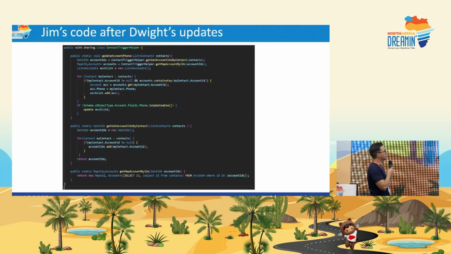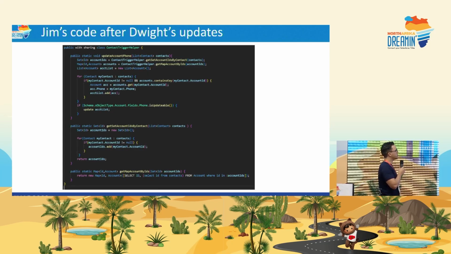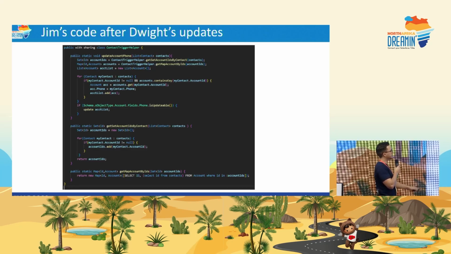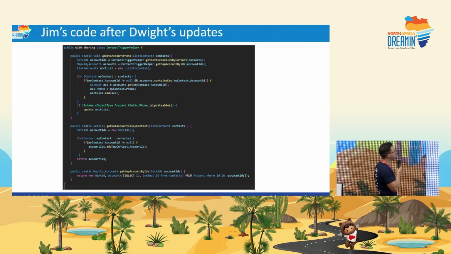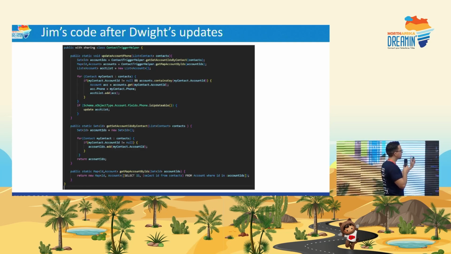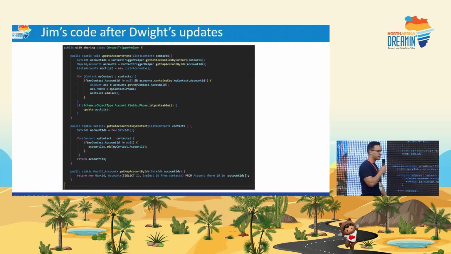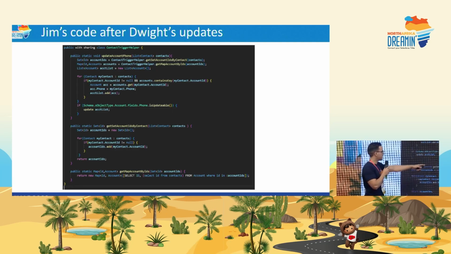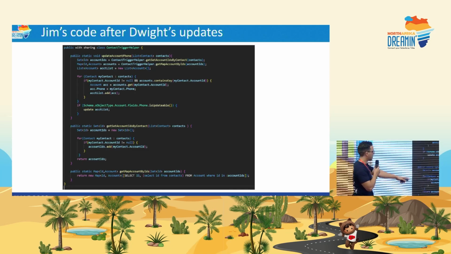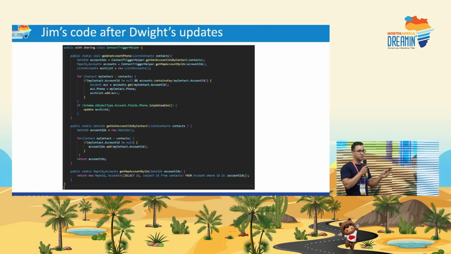So the trigger helper, wow, that looks really long, right? Longer than Jim's. But isn't this one easy to use for future implementations? Isn't it very easy to implement and read? I think so. So first of all, he put the queries inside different methods. He put his account IDs in a different method. He also had the maps so that he can avoid the nested for loops.